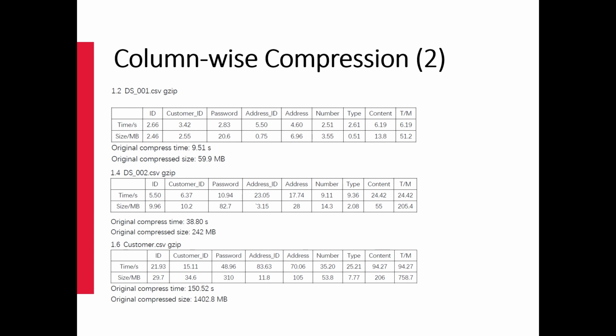These are the results by using gzip. For gzip, the performance improves significantly as well. If we have multiple workers that can work in parallel, column-wise compression is a way to reduce the size of compressed data.